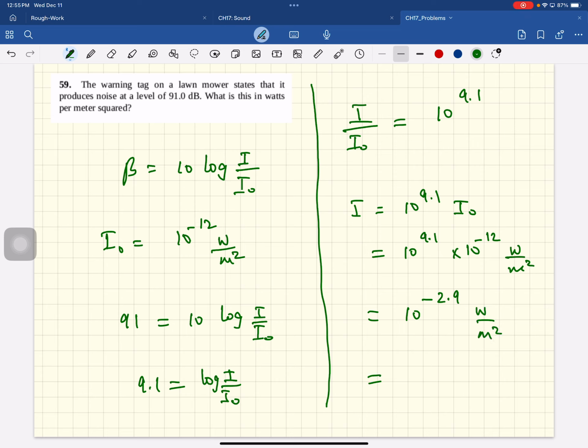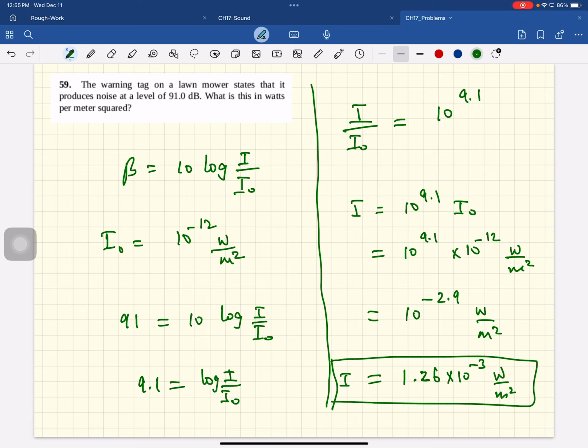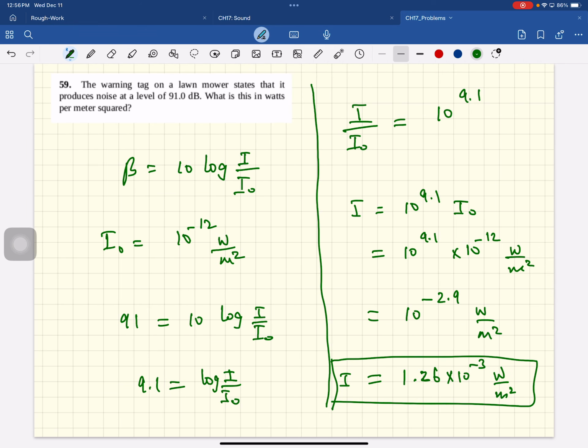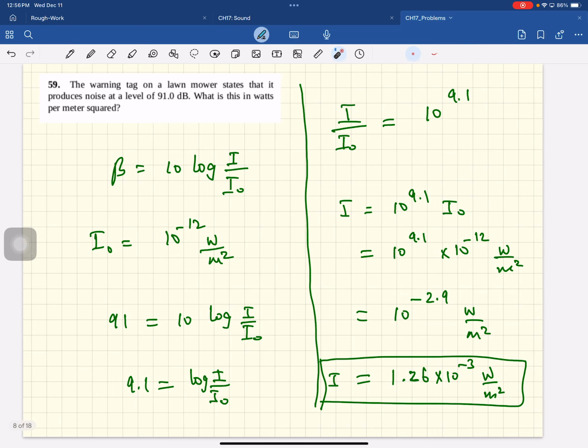All right, and if you use your calculator, this works out to .26 milliwatts per meter squared. Okay, again, this is the intensity and there's the decibel level.